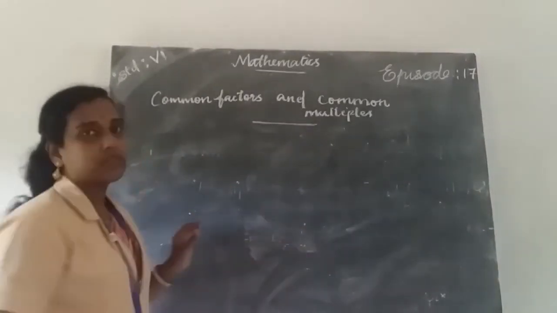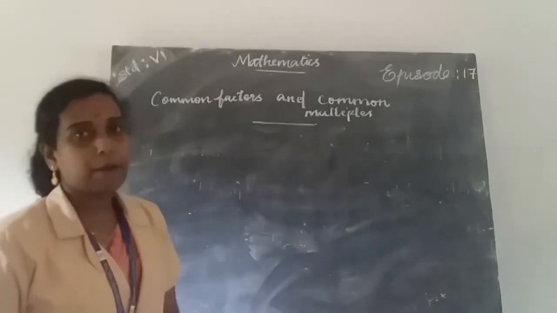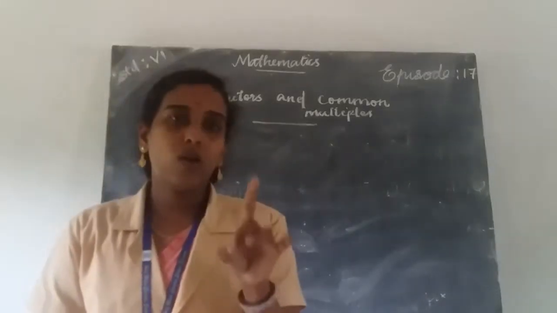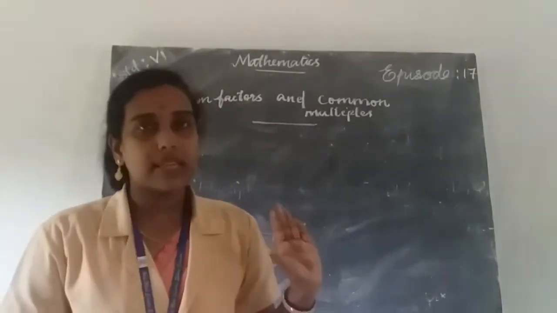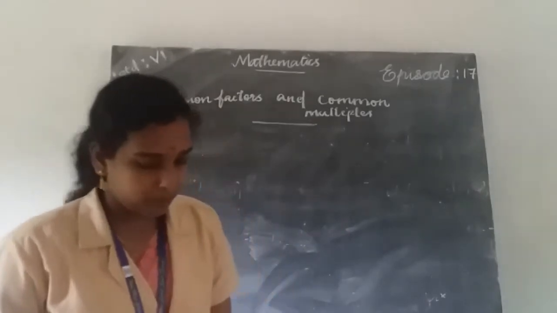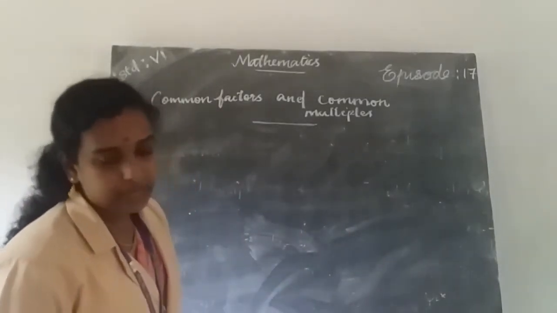So today we are studying about co-prime numbers. Co-prime numbers means numbers having only one as their common factor. Then we can say those numbers are co-prime numbers. And next we move to the exercise portion.